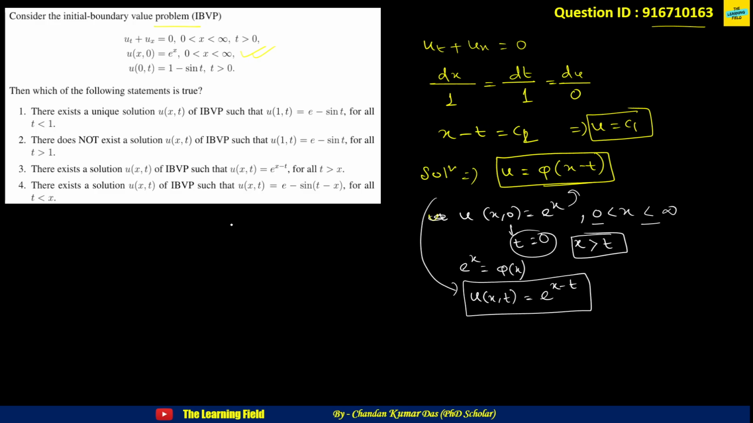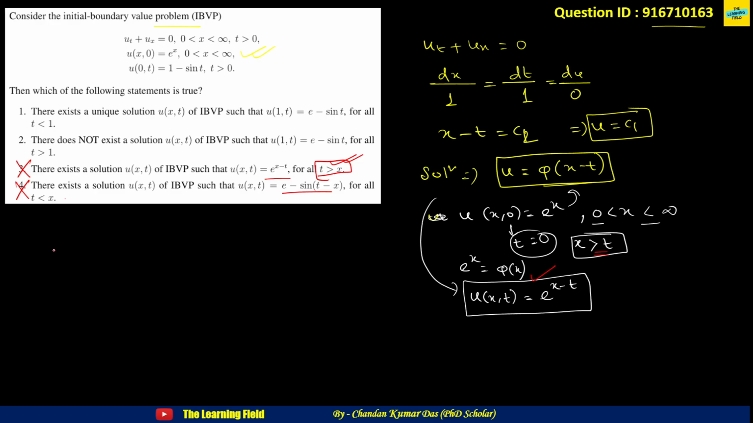If we see option C, it says that for x less than t this is the solution, but we get this solution for x greater than t. Therefore, we can discard this option. For x greater than t, the solution is of the form e^(x - t), and here it is given sine of x minus t. Therefore, we discard this. For x greater than t we get an exponential type of solution.